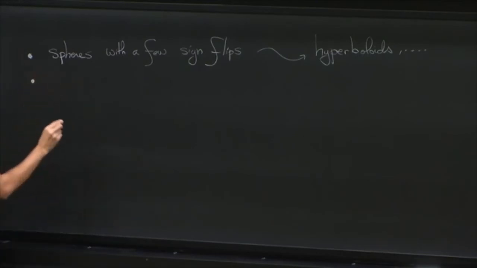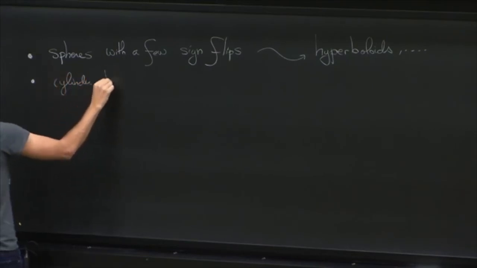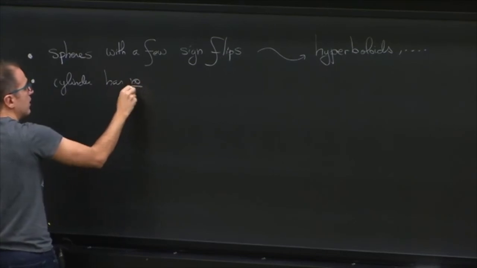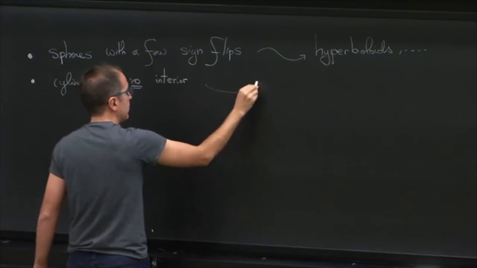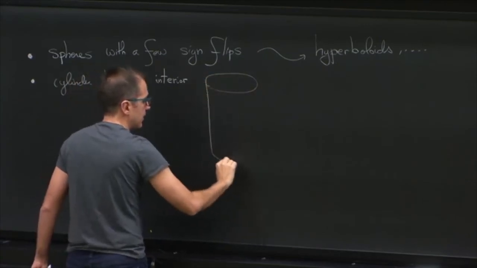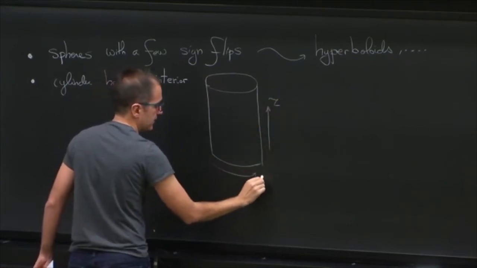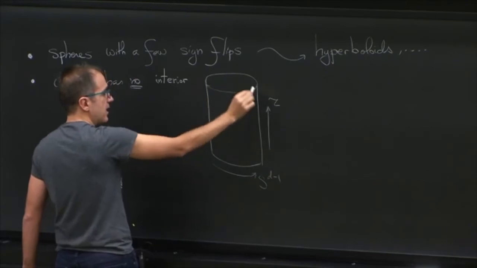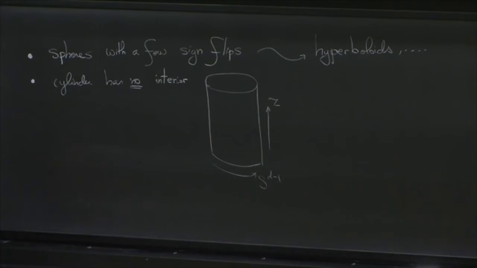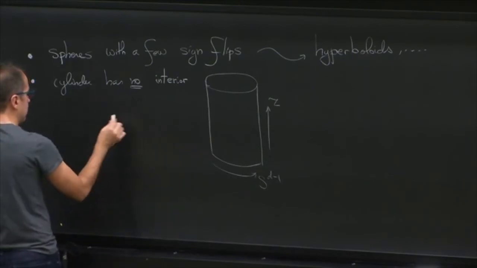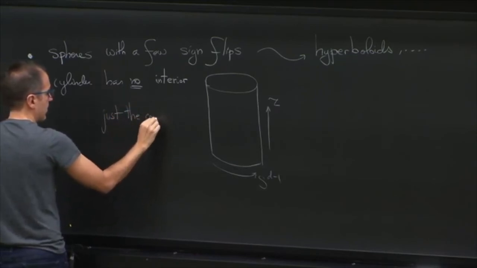The last comment I want to stress about this is that the cylinder has no interior. Don't be confused, right? When we draw this picture, the cylinder, there is time, and there is the S^(d-1). There's nothing inside. The cylinder is just the cover. Like S1 times R is just the outside.